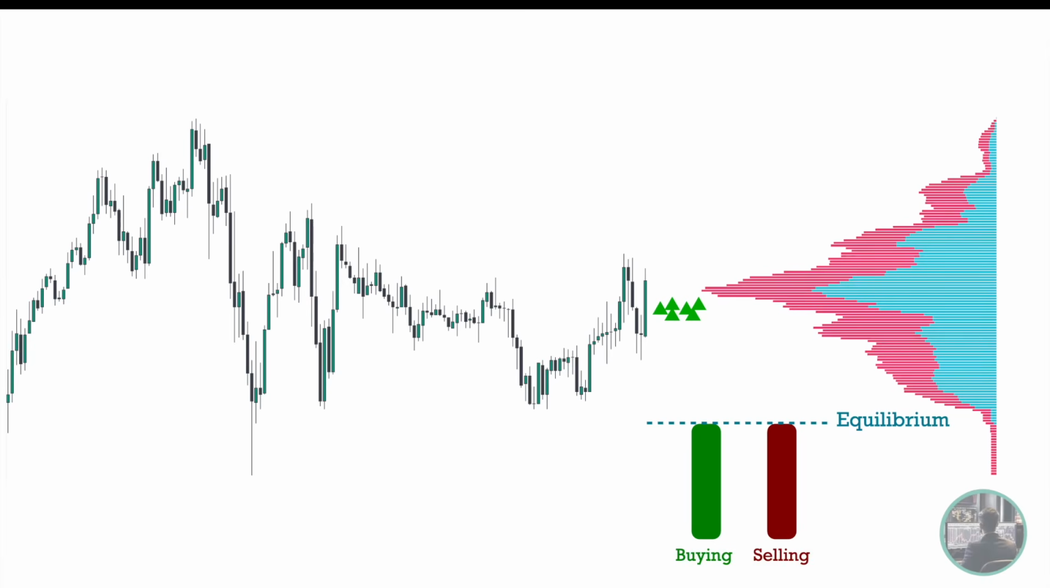Well, here's the thing you need to understand about how the market actually moves. The market doesn't just randomly wander around looking for liquidity. It has a very specific rhythm to it. I mean, it literally behaves the same way over and over again in a very specific pattern.